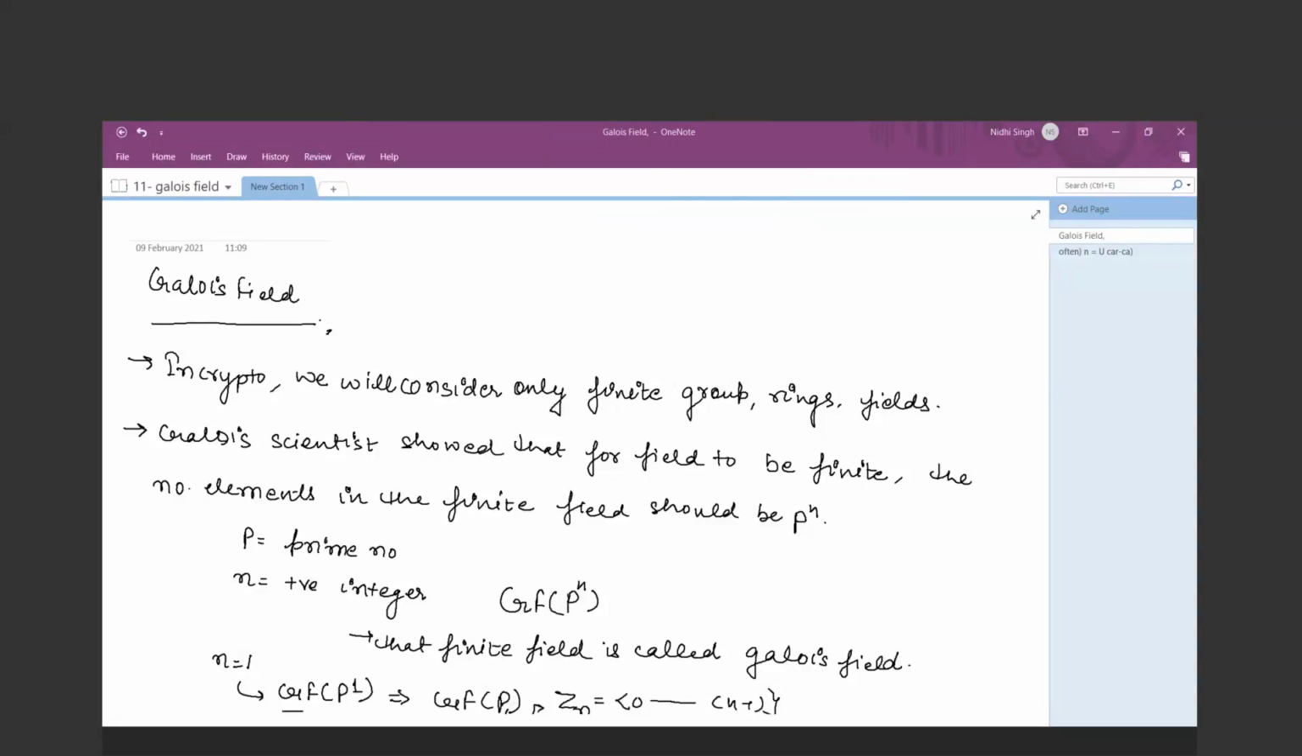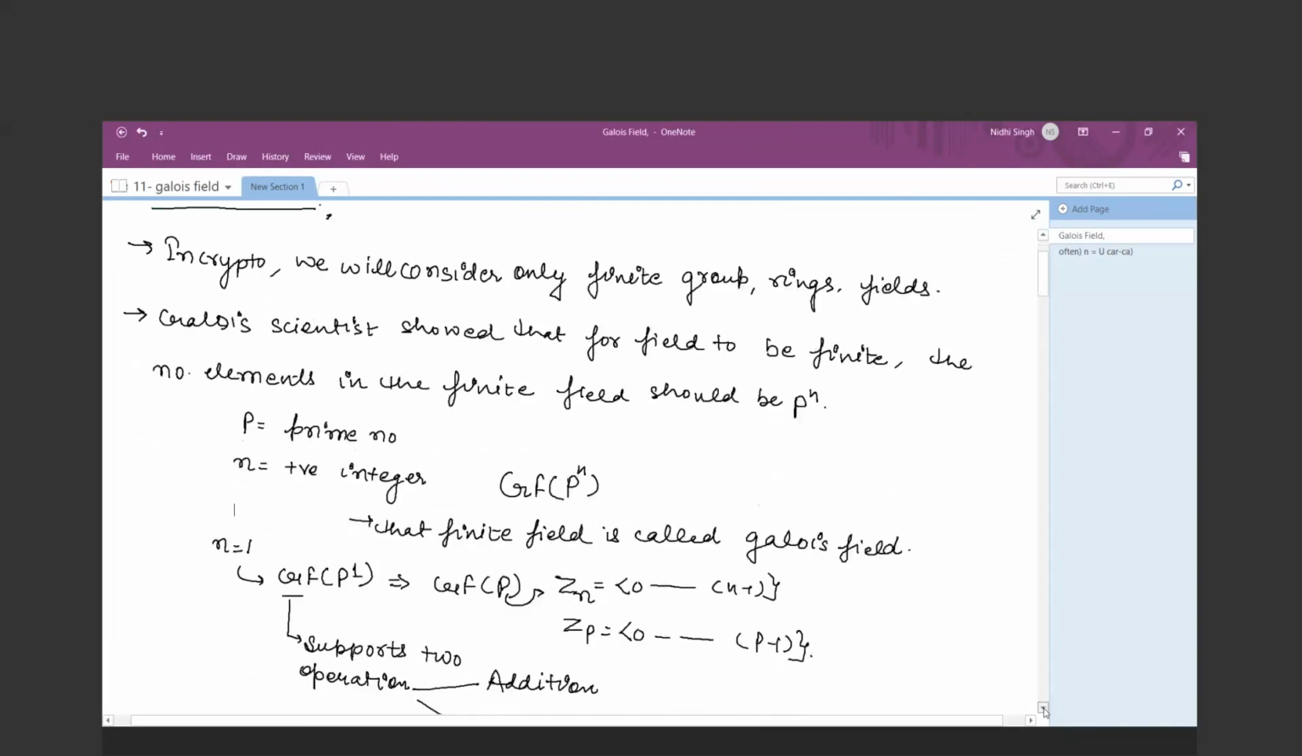So Galois field is a finite group of ring fields, right? And in this the number of elements will be finite, and initially we have to use the prime numbers inside the Galois field. So it is indicated as GF(p to the power n), and the range will vary from 0 to n minus 1. So if it is p, it will be indicated as 0 to p minus 1. So it is called Galois field in terms of the prime numbers.